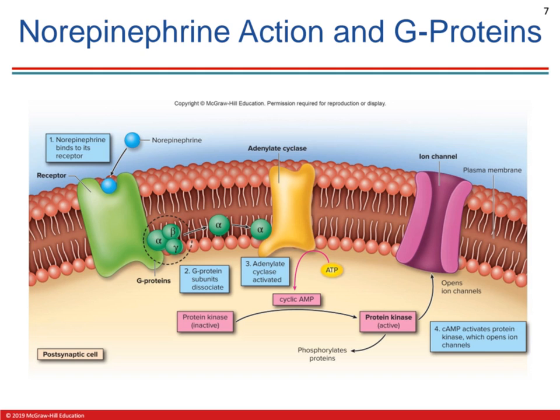Now, recall what a protein kinase is. It's a protein that will transfer inorganic phosphate, typically from ATP to another molecule, phosphorylating it. So it could phosphorylate other proteins, which might be enzymes within the cytoplasm. It could also phosphorylate ion channels, thereby either opening or closing the ion channel and having a resulting effect on the membrane potential of the cell.